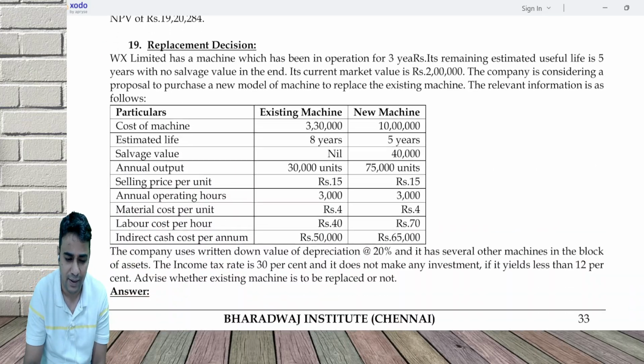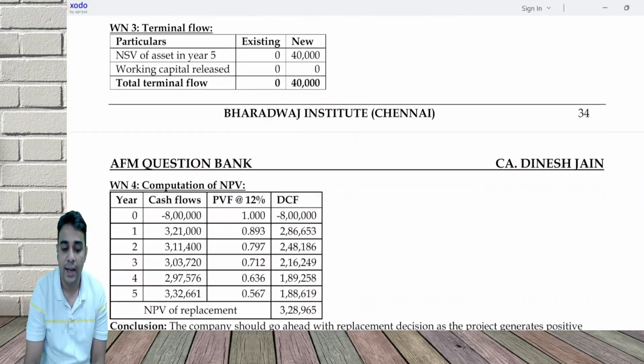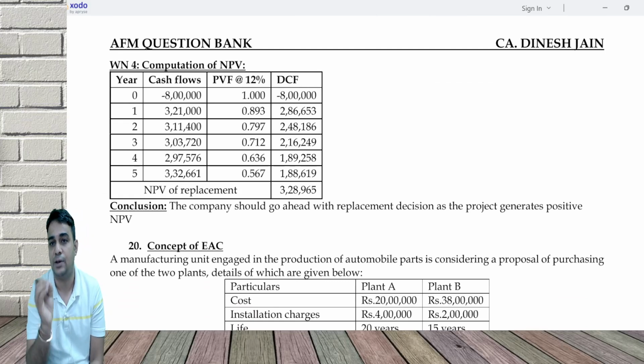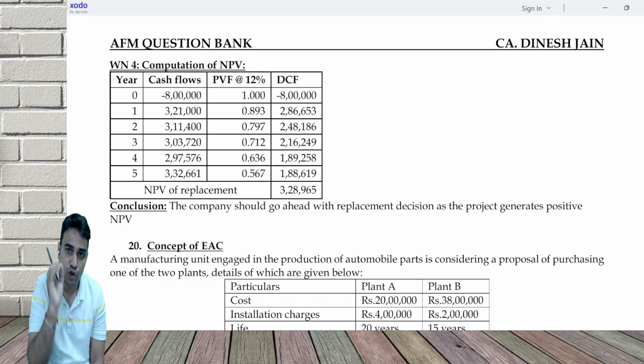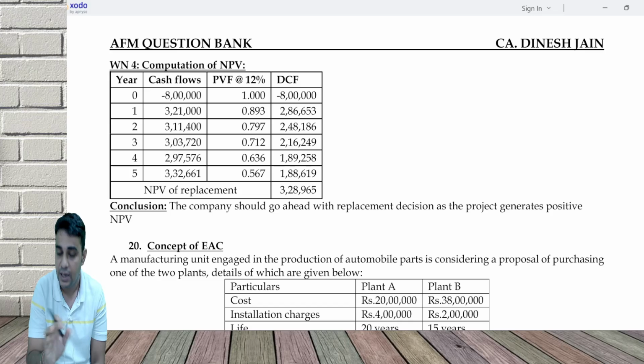Balance knowledge formality. 19, again CA Inter. I don't want to discuss it. Your wish. I would prefer you to do 2-3 CA Inter questions. Why 2-3 CA Inter questions? That will give you the comfort. Otherwise, you will end up struggling. So 2-3 CA Inter questions, please start doing those. Again, I'm repeating.